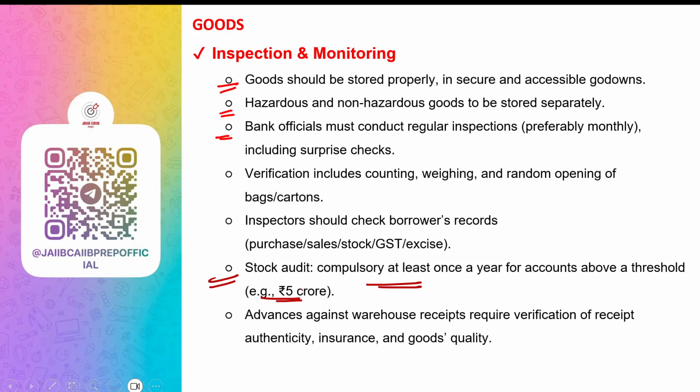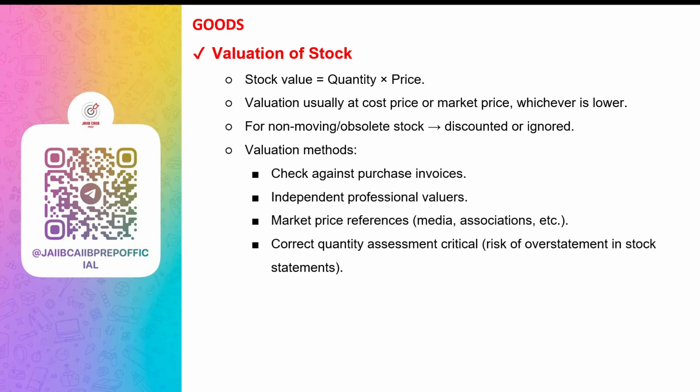It helps monitor stock levels, quality, and the borrower's financial health. Warehouse receipt, so it must be issued by approved warehouses. So advance against warehouse receipts. The warehouse receipt must be approved by warehouses, approved warehouses, government warehouses. Goods must match the description in receipts, and insurance and ownership verification is necessary.